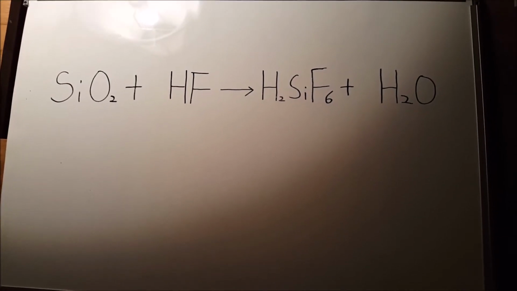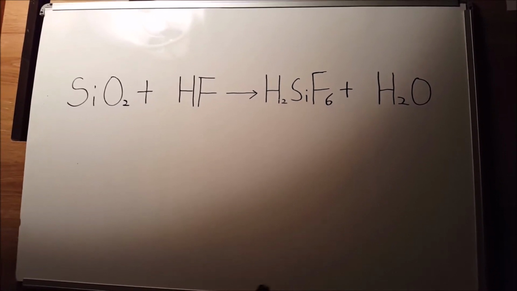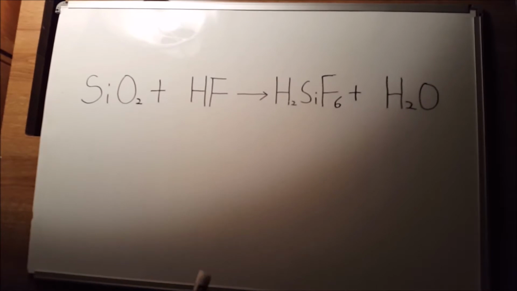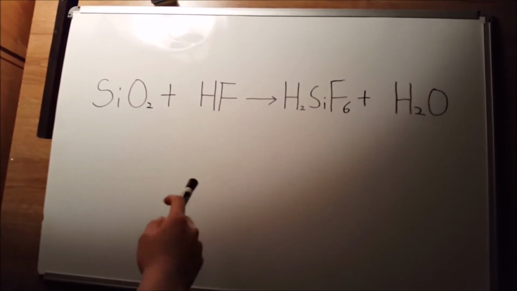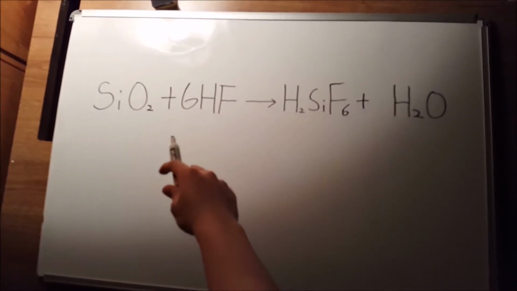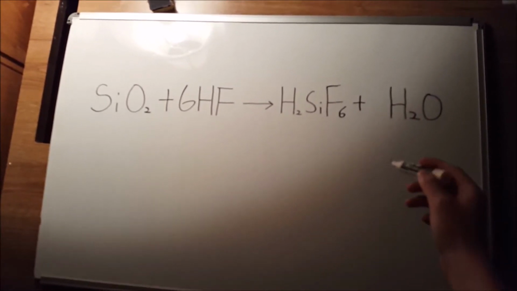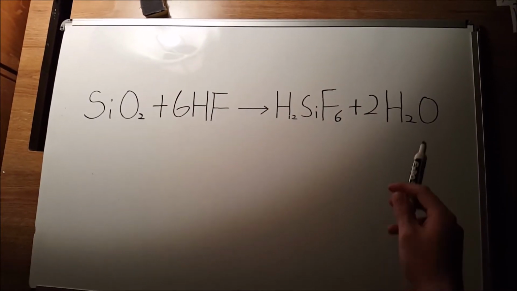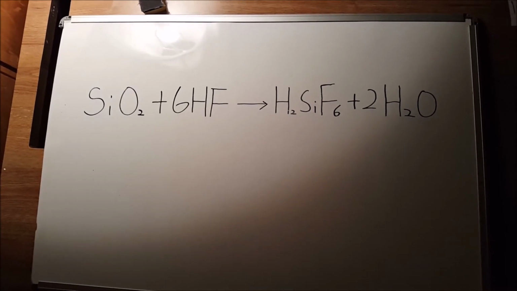Hello class, today we're going to be talking about this equation and some questions related to this equation. First, we gotta balance this. There are 6 fluorines on this side, so there need to be 6 fluorines on this side. Since there's 6, there will be 6 hydrogens, and there's only 4 hydrogens here, so there should be a 2, and that will be 6 hydrogens. And we will have 2 oxygens on each side, and that's balanced.